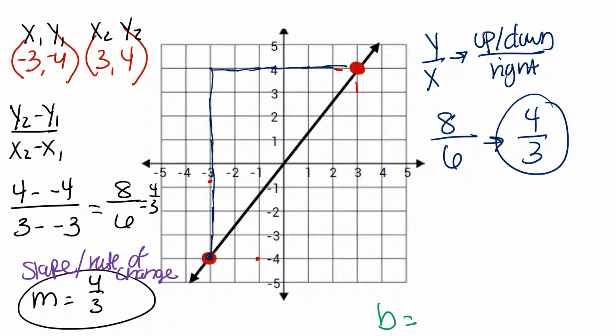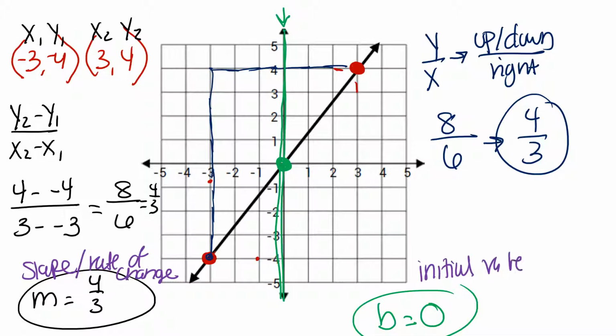Now, the b value is where it crosses the y-axis. The y-axis is the line that runs straight up and down in the middle. This line crosses here, which is at point 0. Our initial value, the b value, is also called the y-intercept.